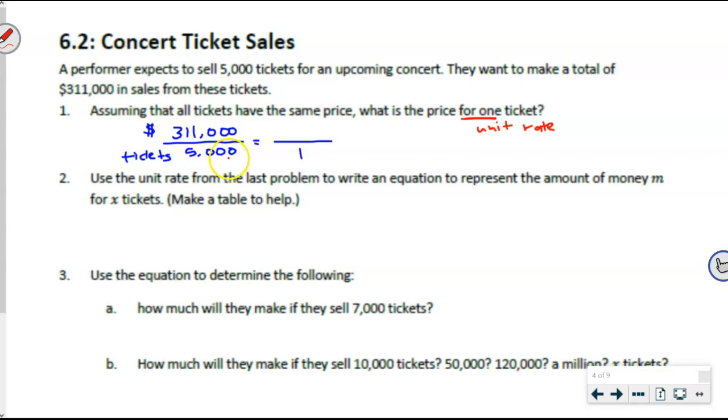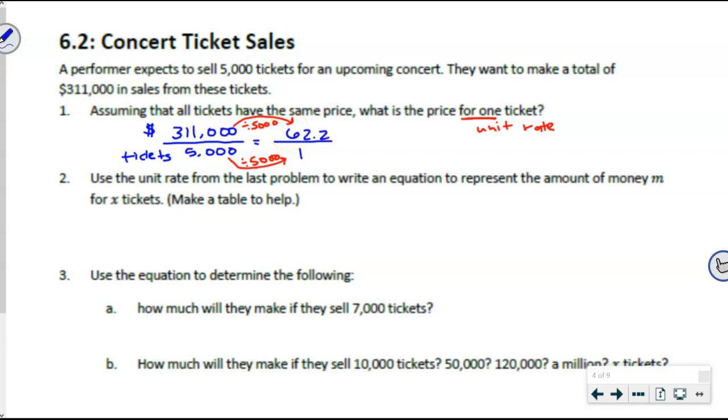So I'm asking, how does that 5,000 change into a 1? It's an easy question. Just like when we find that 1 on our table, it's an easy question. How does any number change to a 1? We just divide it by itself. So since it's equivalent ratios, I should be doing the same thing. 311,000 divided by 5,000. And in our calculator, please tell me what you got.